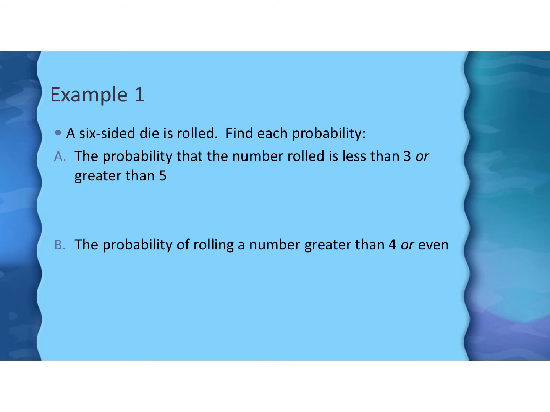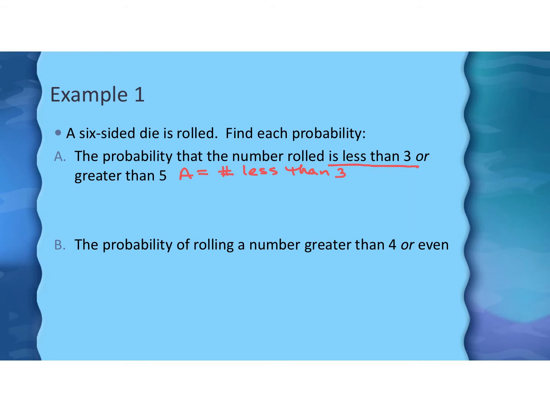So we're rolling a dice or a number cube. It wants to find each probability. So here we're going to have two different outcomes that we're looking to get, or two different events. So the probability that the number rolled is less than 3 or greater than 5. So let's go ahead and identify. What's going to be identified as event A is the number is less than 3. So A will be the number is less than a 3.